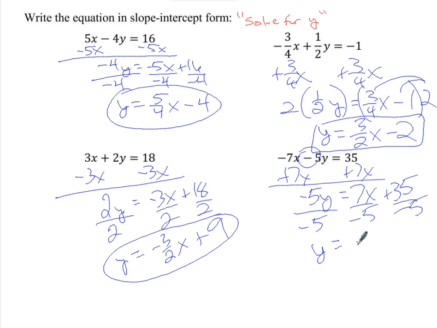So that would be 7 over negative 5, which is the same as a negative sign out front. Negative 7/5 x minus 7. Yeah, plus a negative 7 is right. But then you turn it back into a minus sign. That's right. So minus 7, there's your answer. So that's how to write things in slope-intercept form.